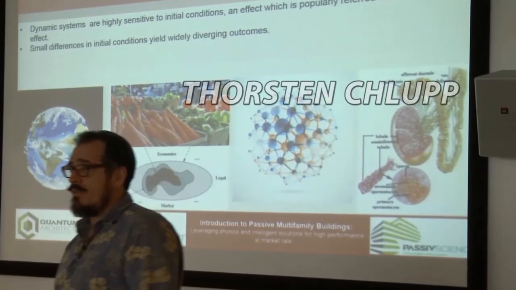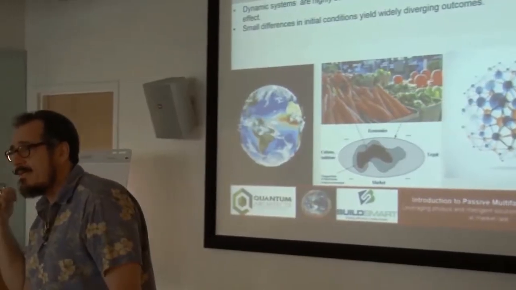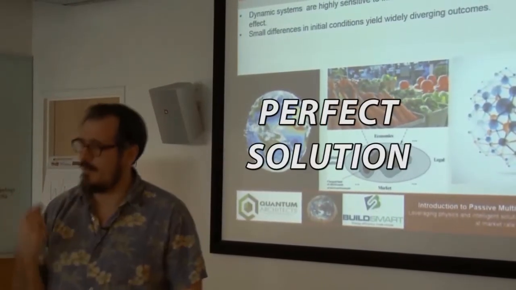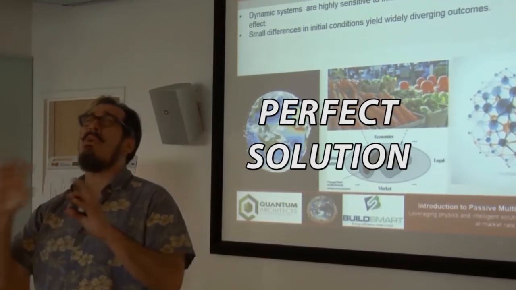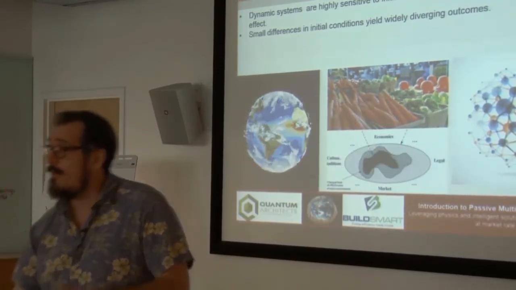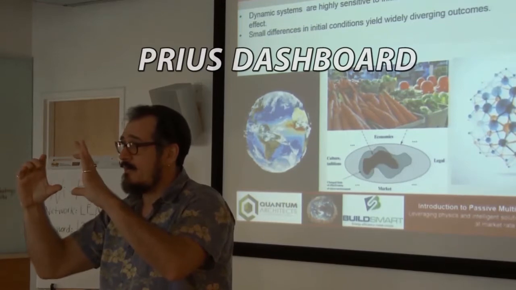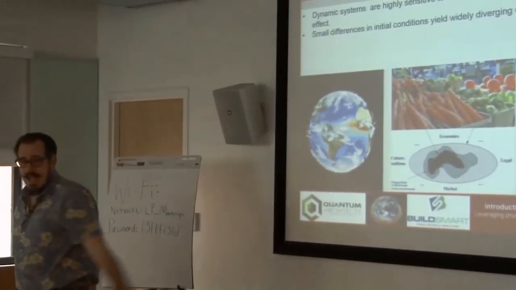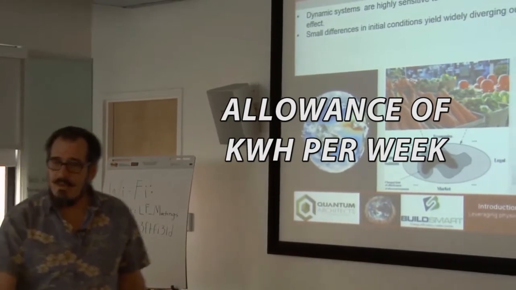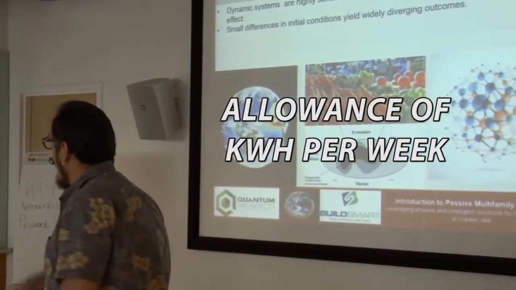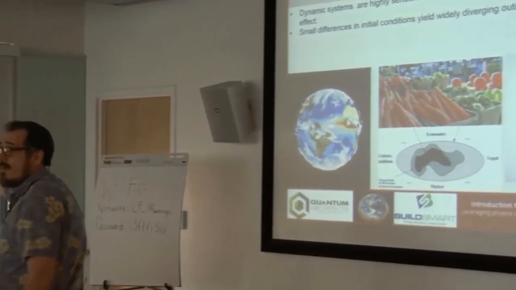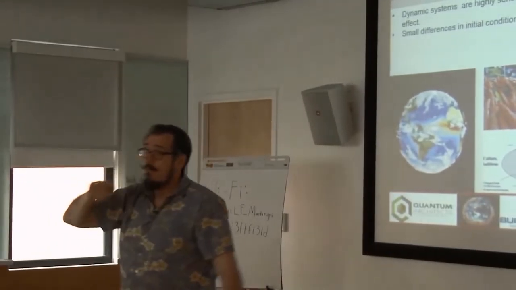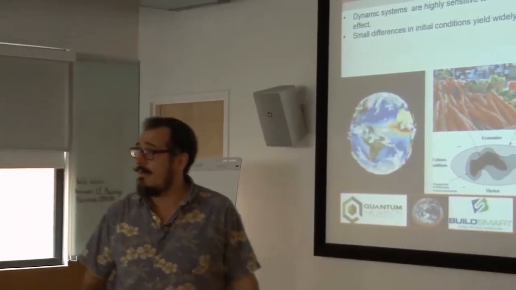Now, Thorsten Schlupp, the guy from Fairbanks, has the perfect solution to this. It is brilliant. So people have been into Priuses. You've seen the little Prius dashboard. Every apartment gets a Prius dashboard, and you get a certain allotment of kilowatt hours per week. When your kilowatt hours are done, and you can see the little thing going from green to yellow to red, your power goes off till the next week.